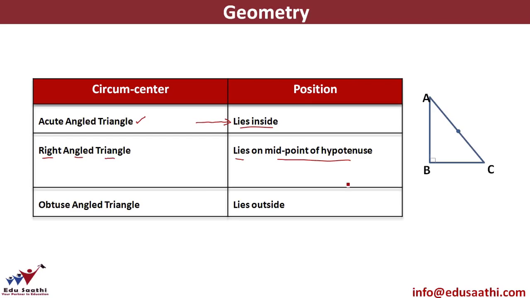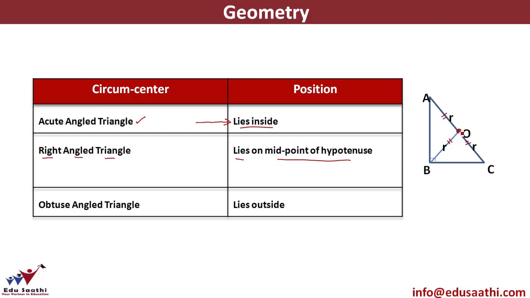Let's look at a right angle triangle ABC. This point I've marked is the midpoint of the hypotenuse. This point will act as a circumcenter. So that means if I join this point with all three vertices, the distance that I'll be getting would be the same in all the cases. So OB will be equal to OA will be equal to OC.